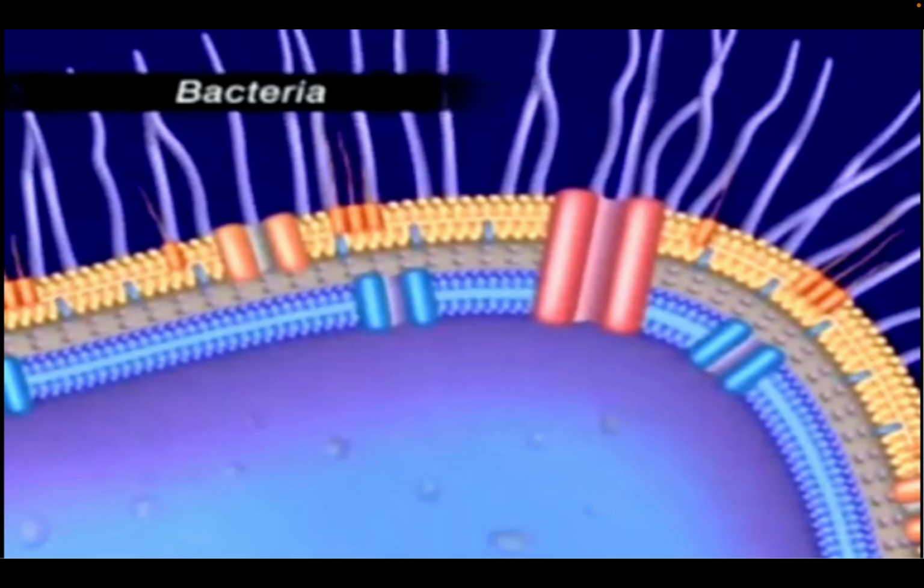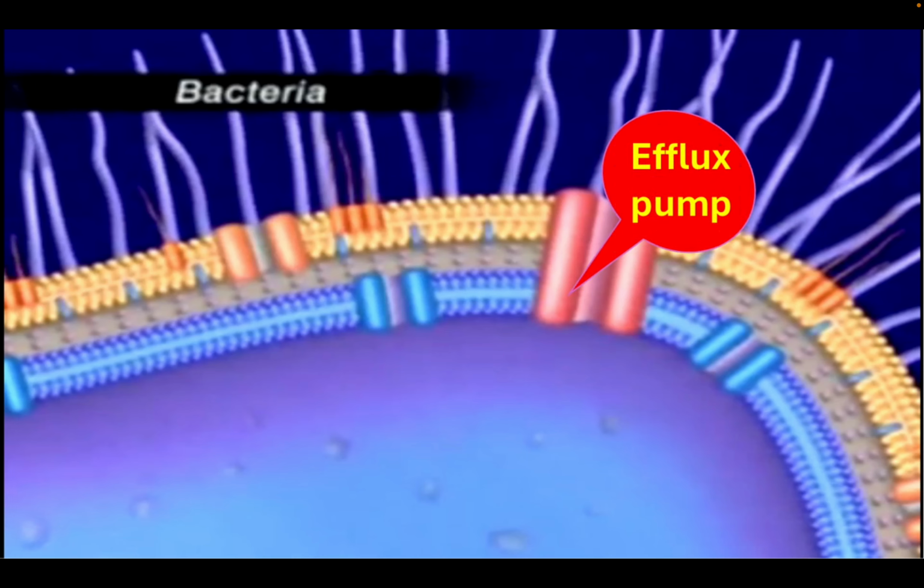How about this one? This is efflux. You have here the structures which are innate in a bacterial cell. In some of the bacteria, you have the porin channel and of course the efflux pump.